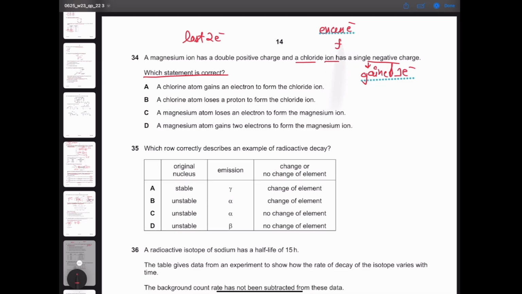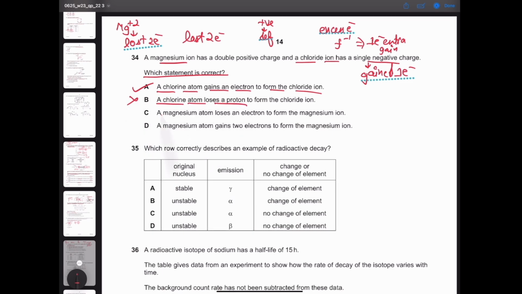So if there is F negative 1, it means 1 electron extra. It has gained 1 electron. And positive charge represents deficiency of electrons. If magnesium is with a charge of plus 2, it means it lost 2 electrons. Alright, a chlorine atom gains an electron to form the chloride ion. This is correct. Chlorine atom loses a proton. No.